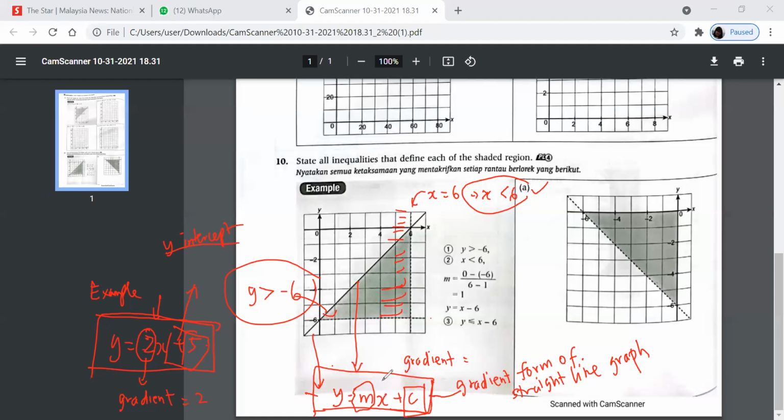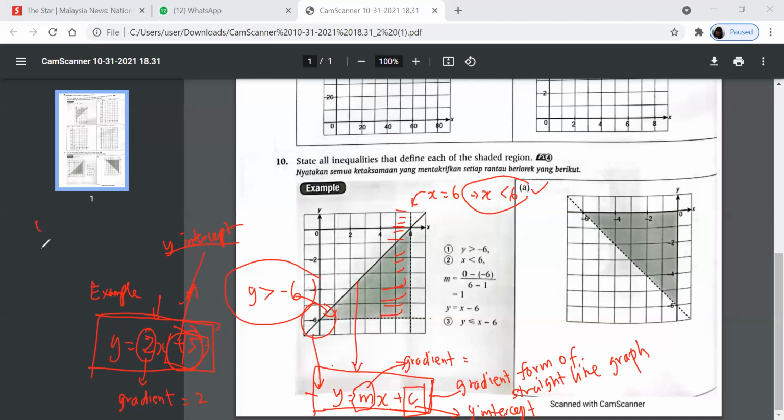So what is it called? The gradient form. M is the gradient and c is the y-intercept. You know what's the y-intercept? The y-intercept is where the graph cuts the y-axis. So for example here, it cuts at -6, so -6 is the y-intercept. In this equation, what is the y-intercept? Positive 5.